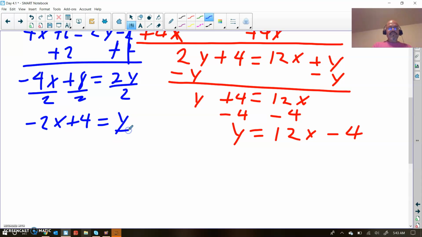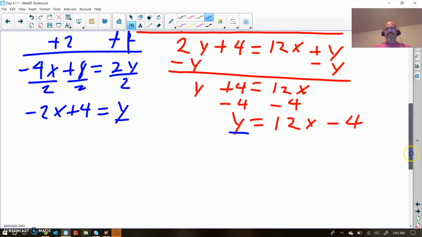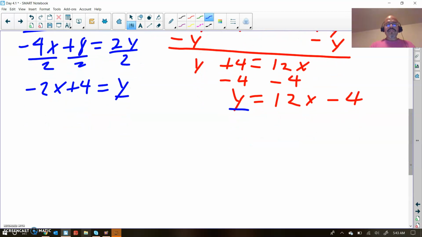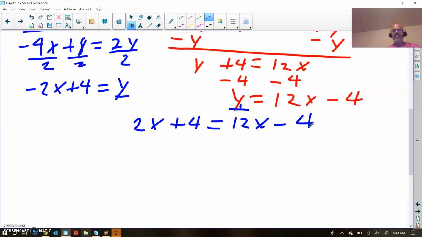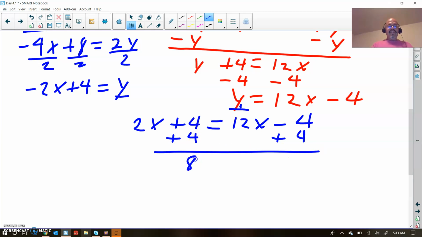Now, since they're both equal to y, I can go ahead and substitute negative 2x plus 4 for the y over here, so on this side. So now this is going to be negative 2x plus 4 equal to 12x minus 4. Now we just need to solve for x. This is going to be an ugly problem. So let's see, going to add 4 to both sides. So this is 8 equal to 12x.